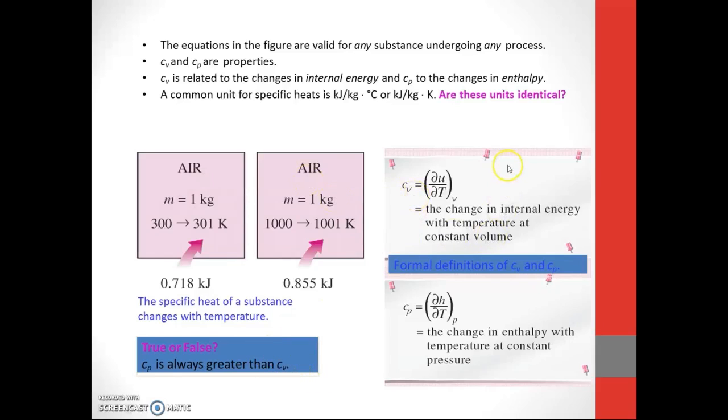Let's say CV is delta U over dT, the change of internal energy with temperature at constant volume. So this is the formal definition of CV and CP. You remember CV is the change of internal energy, so you have the equation of delta U over dT, temperature, at constant volume. CP is the change of enthalpy over dT, enthalpy over temperature at constant pressure. So that's the difference between CV and CP.